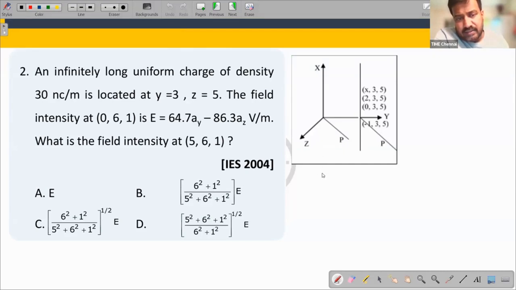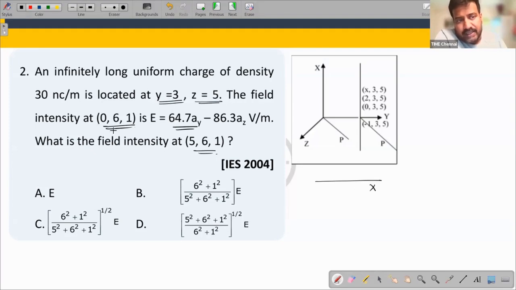X direction in the line? Okay, so see here, very simple. Y is 3, Z is 5, means the line is along the X direction. First thing. Now, if that is the case, then if you are finding the E value, he got the E value at 0, 6, 1. You want to find it at 5, 6, 1.